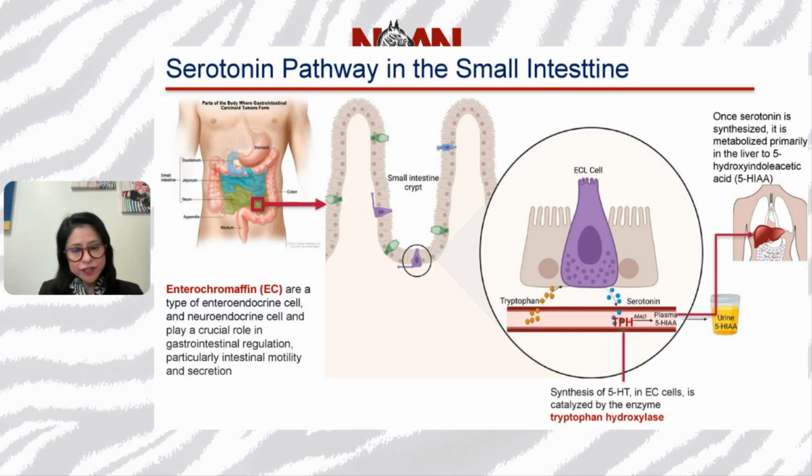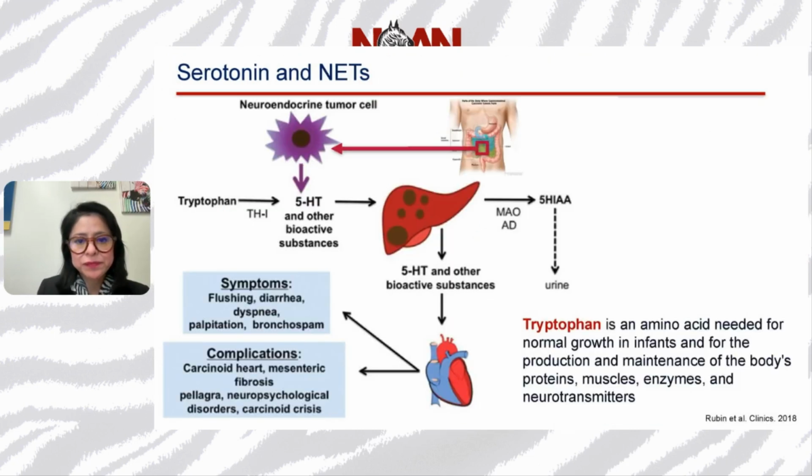That tryptophan acquired from the diet is converted to serotonin by an enzyme called tryptophan hydroxylase. That's important because there is now a medication that inhibits that enzyme, and we'll discuss more about that. Once tryptophan is converted to serotonin, it is then metabolized in the liver and appears in the urine in the form of 5-HIAA, or 5-hydroxyindoleacetic acid.